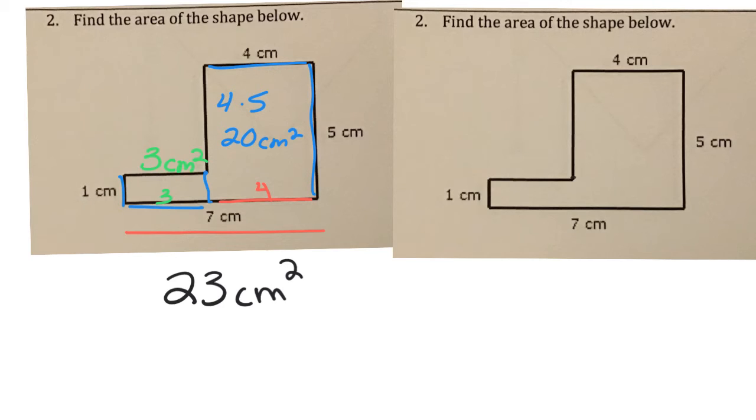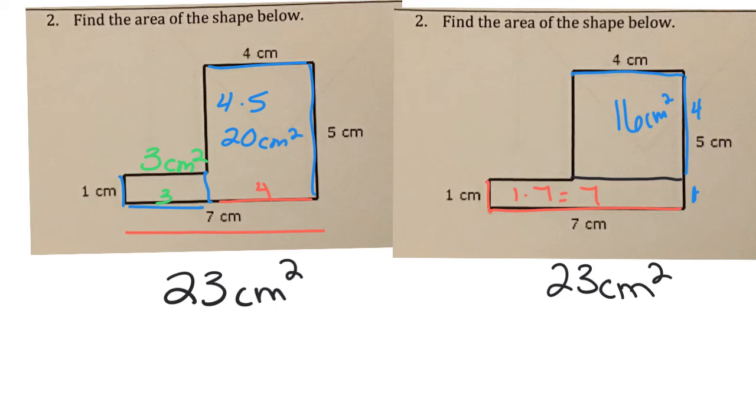Okay, if you cut it this way, then you have your length and width for this one, which is 1 times 7, which is 7. But then we have to look at the length and width here. The 5 is for the entire thing. But I know that this little piece is 1, so that means this top piece is 4. So that makes this 16 centimeters squared because 4 times 4. So then I add 16 plus 7, and this would be 23 centimeters squared, just like the other example.